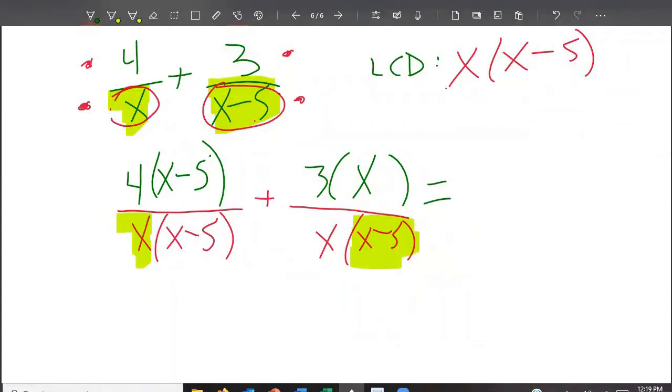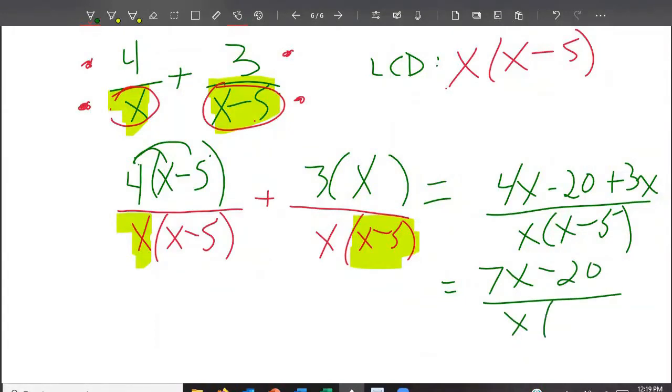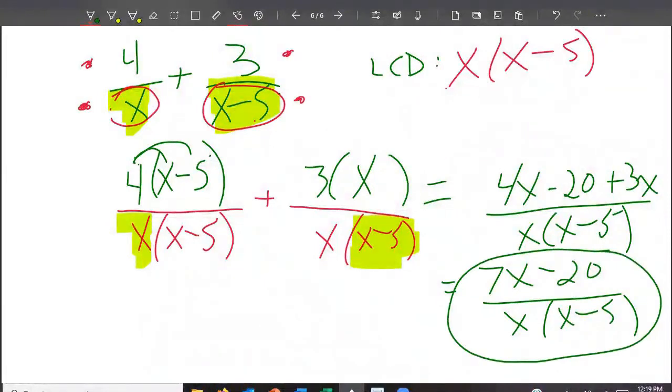Okay, now we're going to rewrite these fractions as one big fraction. Do the distributive property. 4x minus 20 plus 3x. Add like terms in the numerator. This is my final answer. So I think highlighting what was already there may help.